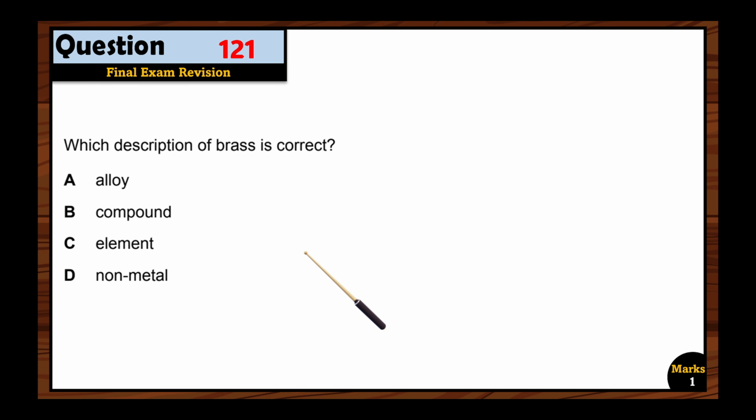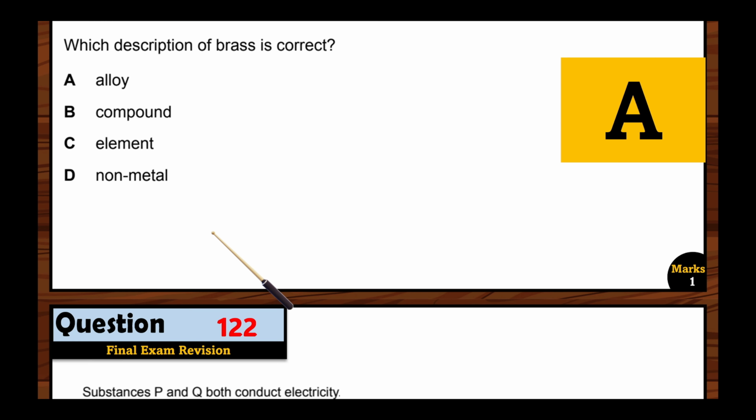Now question 121. Which description of brass is correct? Brass is actually an alloy. Alloy means it's a mixture of metals, right? So a mixture of metals, we call them alloys. So brass is actually an alloy.